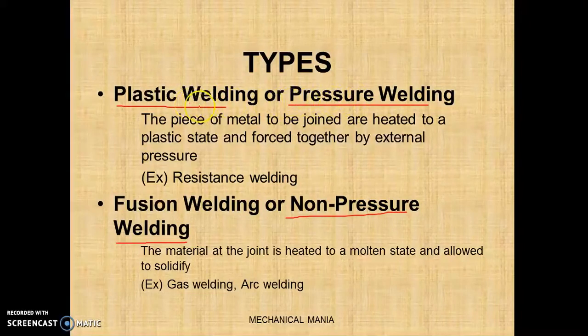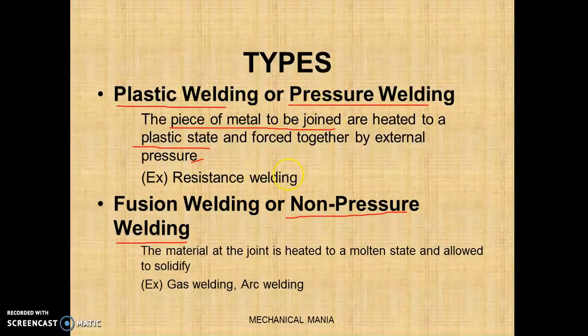Why is pressure welding known as plastic welding? Pressure welding is known as plastic welding because the pieces of metal to be joined are heated to a plastic state in this welding. Basically, in this pressure welding, whatever metal we are joining, we heat that metal up to a plastic state and then force it together by some external pressure. That's why this welding is known as plastic welding, because they are heated to a plastic state and finally they are forced together by some external force. So this is also known as pressure welding.